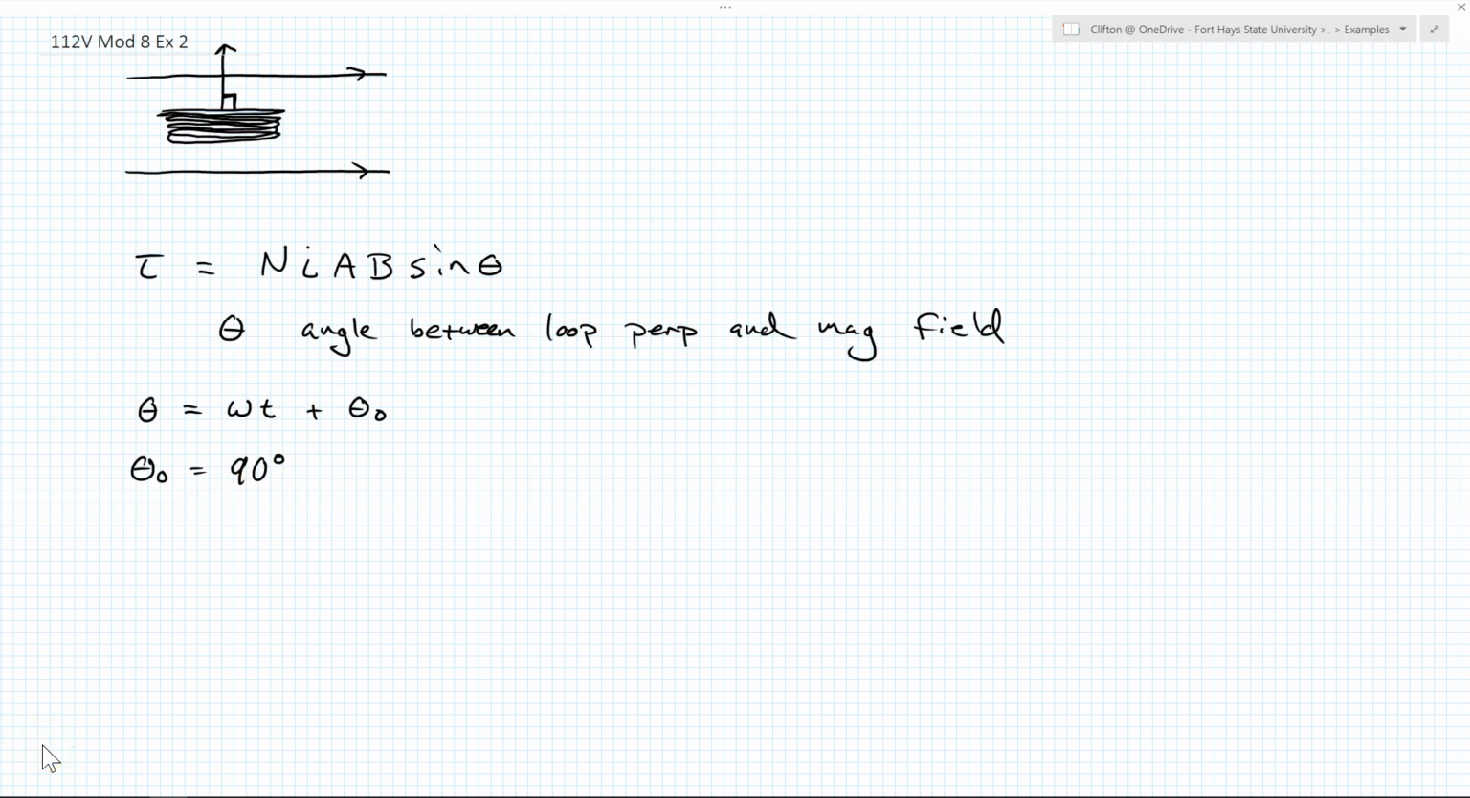The other thing that we need to do is calculate what the area of the loop is going to be. So we're told that this is a rectangular loop that has a length and width, L and W. So the area then is just going to be the length times the width. So if I write down the torque, this will be a function of time now. It's the number of loops, the current through a loop, the area of a loop, the magnetic field strength, sine of this angle, which is a function of time. Oops, I wrote a Q there instead of a theta. So that is the torque as a function of time.